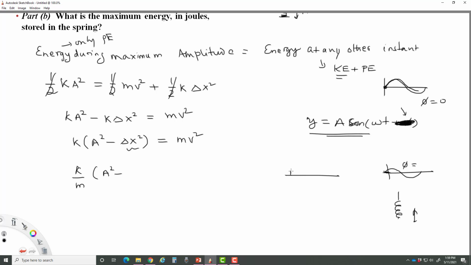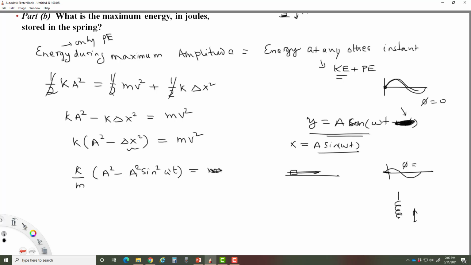But in some cases the spring may also be moving back and forth, right and left. In that case, instead of y we just write x, so x equals A sine omega t. So we can replace our delta x by that A sine omega t. So delta x squared is A squared sine squared omega t.